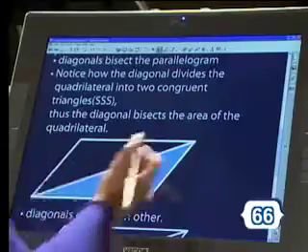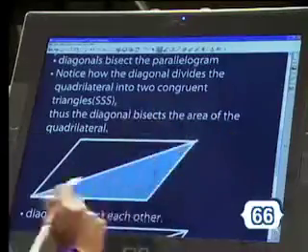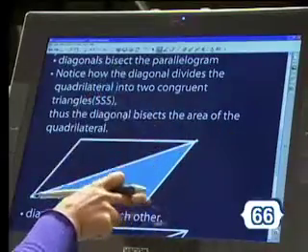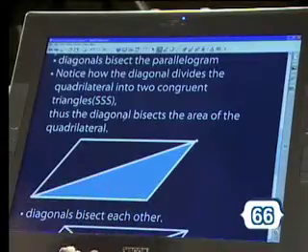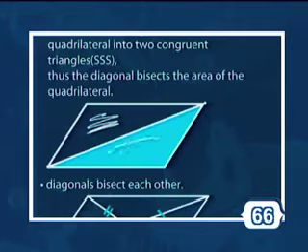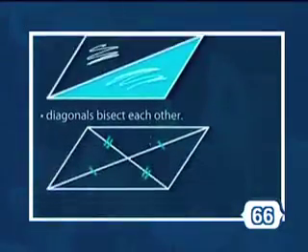Now, a diagonal, which is drawn from one vertex to the opposite vertex of your parallelogram, the diagonal will bisect the parallelogram. And what that means is that it divides the area of the palm into exactly two equal pieces. So if we look at the diagram, what you will notice here is that these two triangles are congruent, which means they're completely identical. And if you had to find the area of each of these, you will see that they are equal. So the diagonal bisects the area of the quadrilateral.